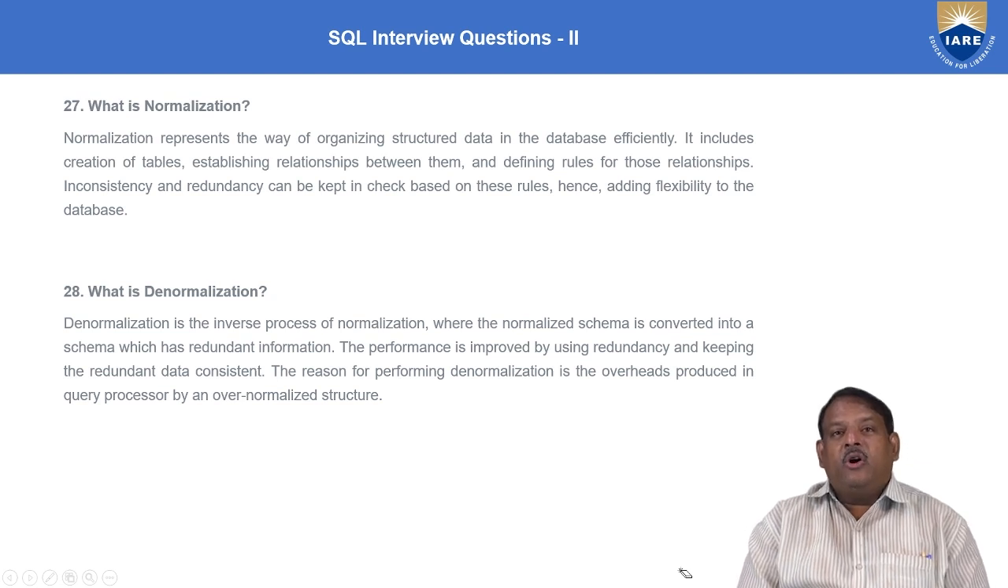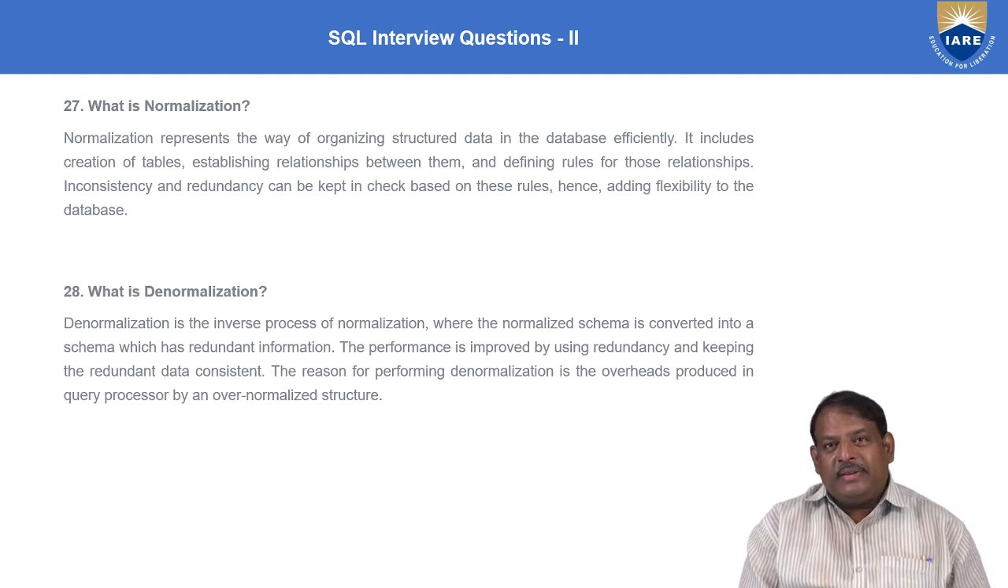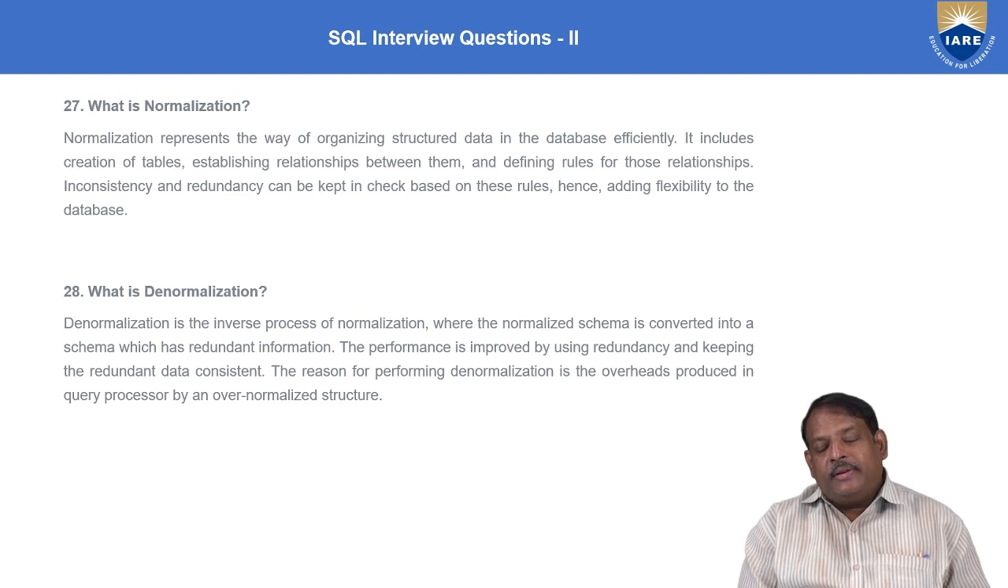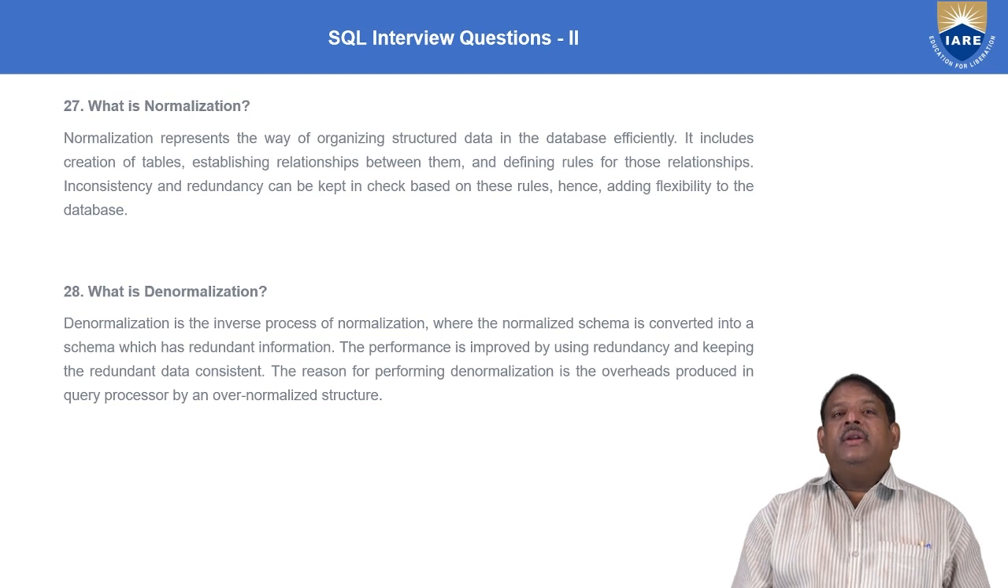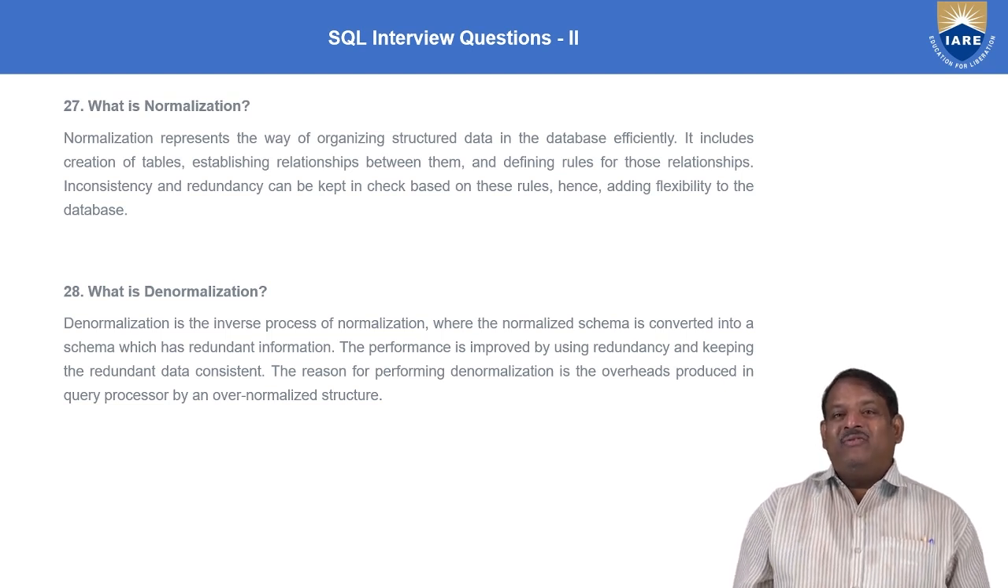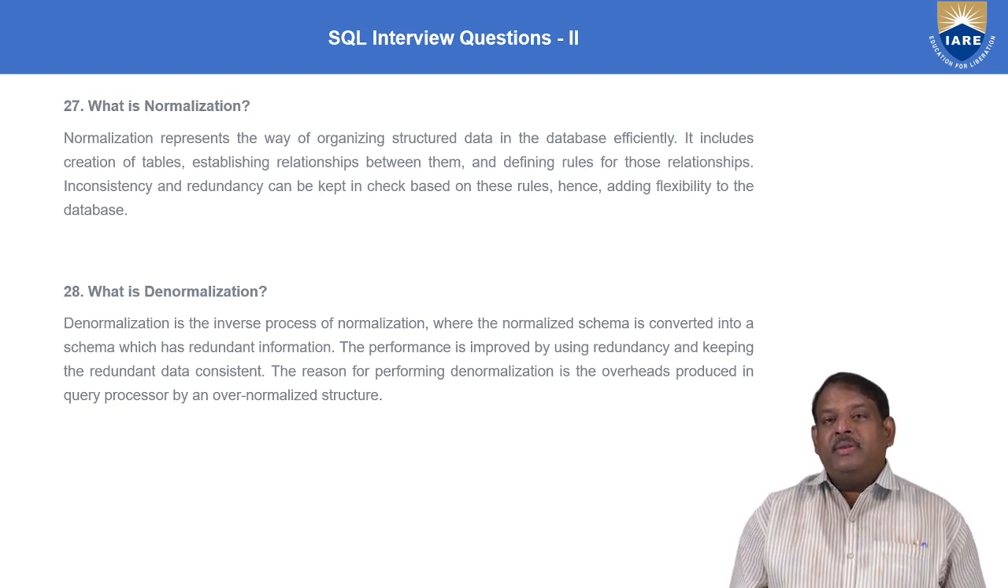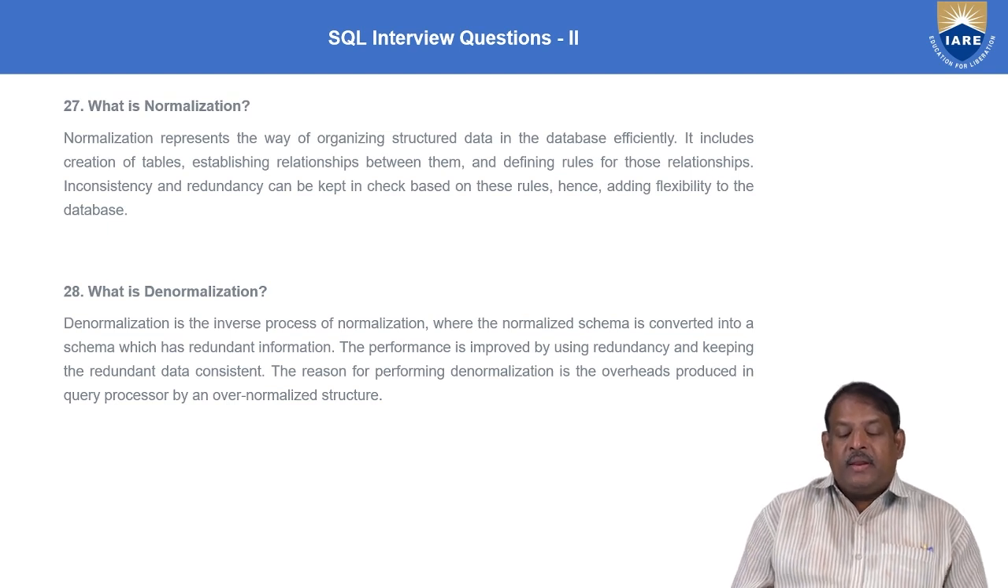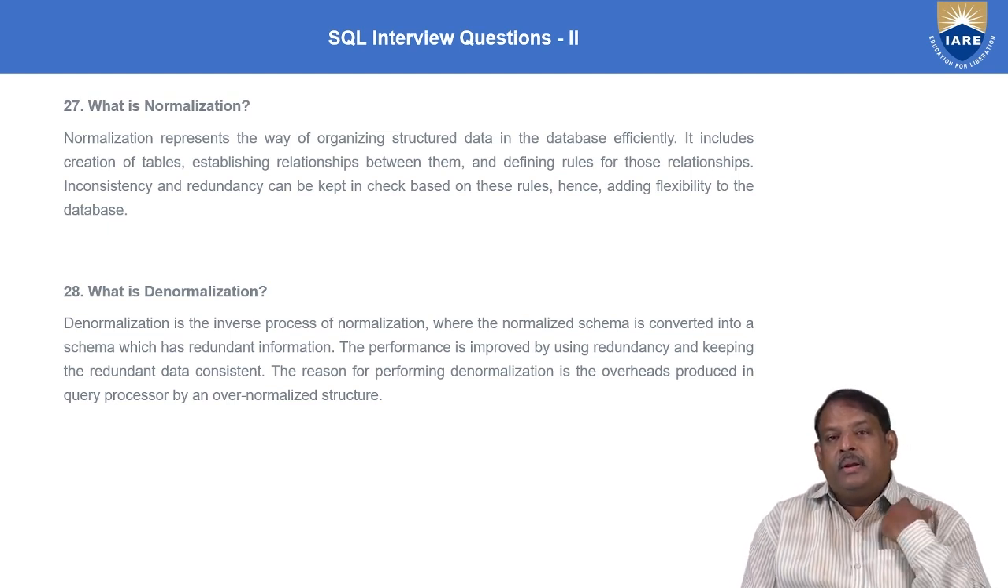Next, what is denormalization? Denormalization is the exact opposite of normalization, where the normalized schema is converted into a schema which has redundant information. The performance is improved by using redundancy and keeping the redundant data consistent. The reason for performing denormalization is the overhead produced in the query processor by an over-normalized form.